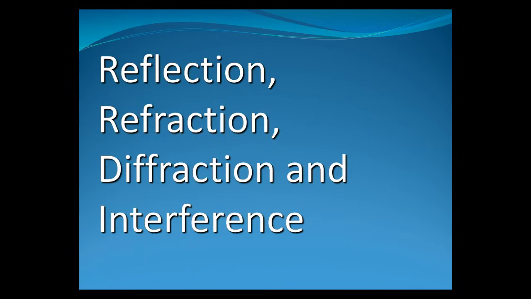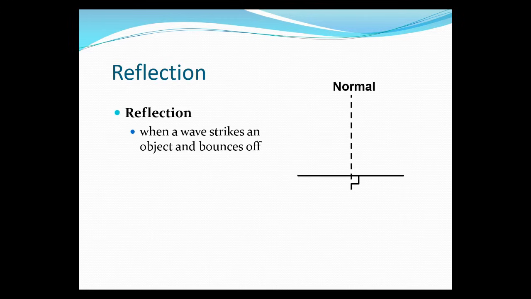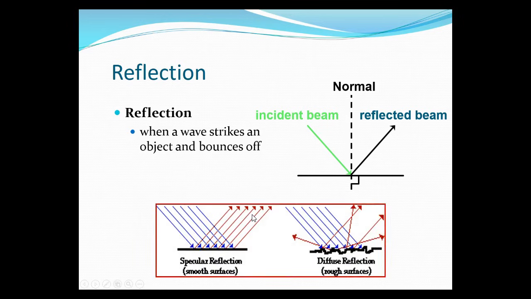Okay, reflection, refraction, diffraction, and interference. So what is reflection? Well, it's when a wave strikes an object and bounces off. Notice you have an incident beam and a reflected beam. Also notice that the angle of incidence, this angle right here, has to be equal to the angle of reflection.